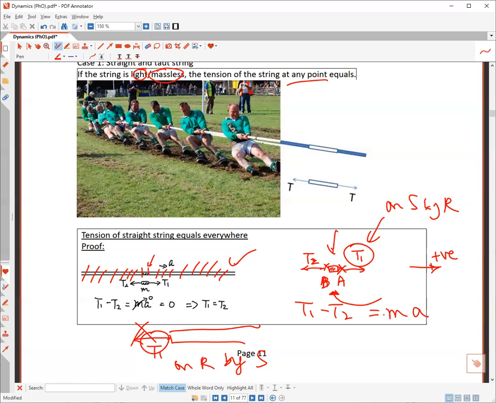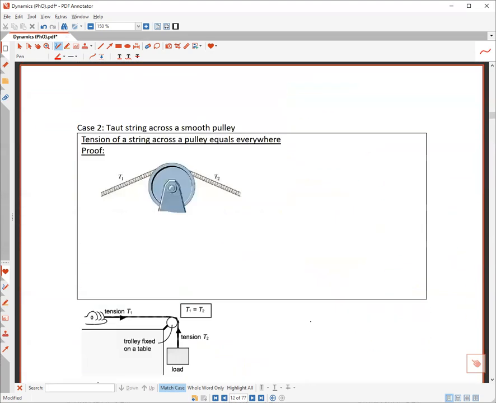Then because we set the mass to be zero, we consider the string has no mass. Zero times a always gives you zero. So that means T1 equals T2. By cutting a small part, or a larger part, or cutting a small part in different positions, you can derive that the tension along the whole string has equal magnitude. Or just remember the result, it doesn't matter at all.